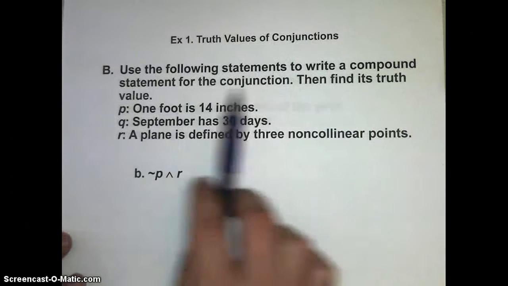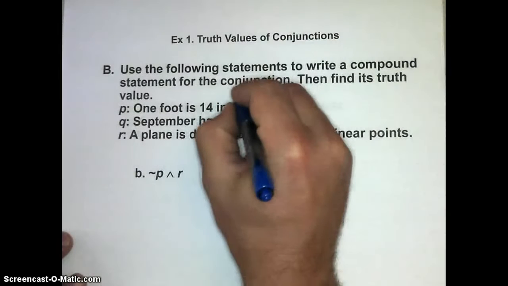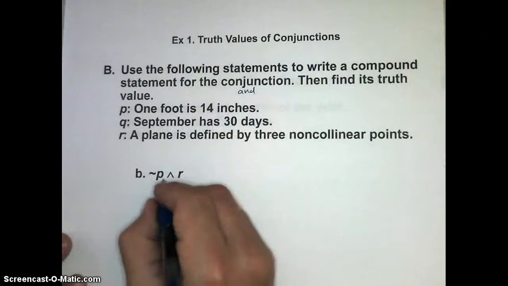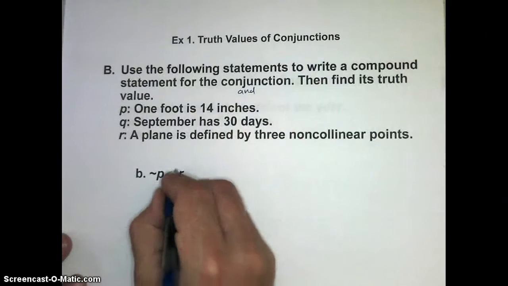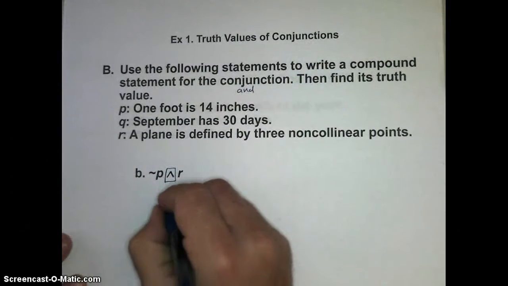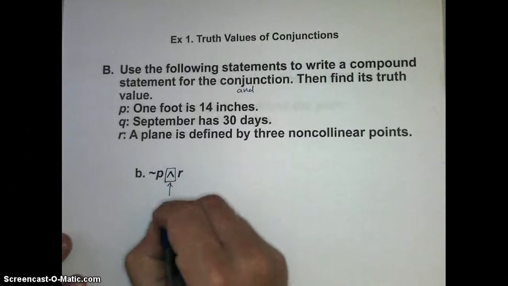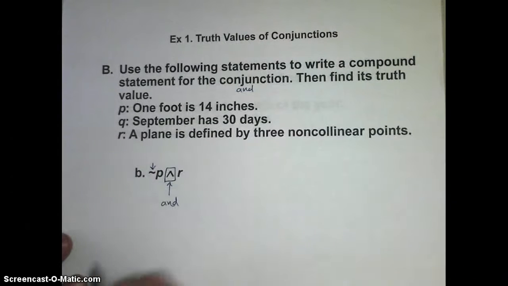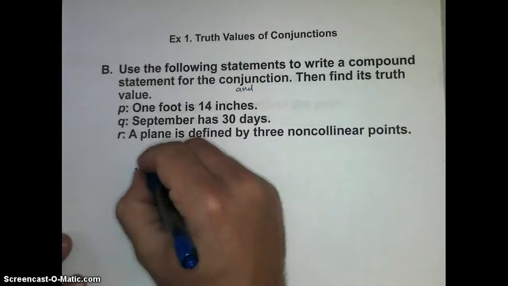For part B, we're doing another conjunction. Remember, conjunction uses the word and, but a lot of times we will replace the actual word and with this symbol. This symbol is our symbol for conjunction, and it literally means the word and. Now, you may remember this symbol from a few moments ago. That tilde in front of the P is our negation.